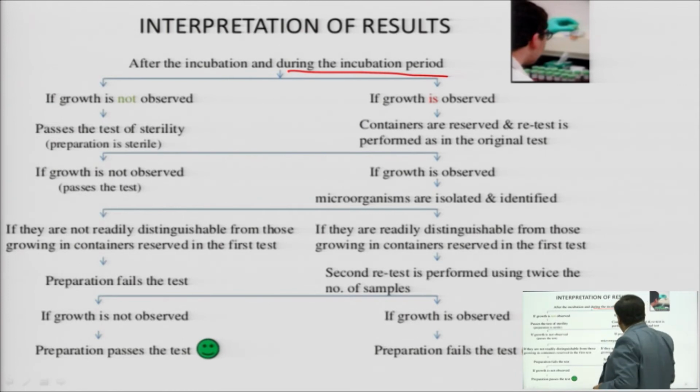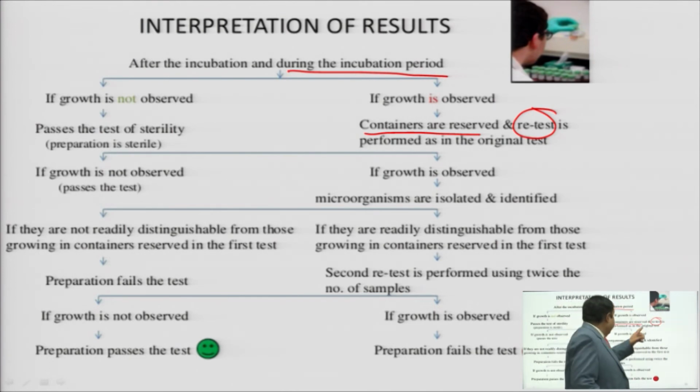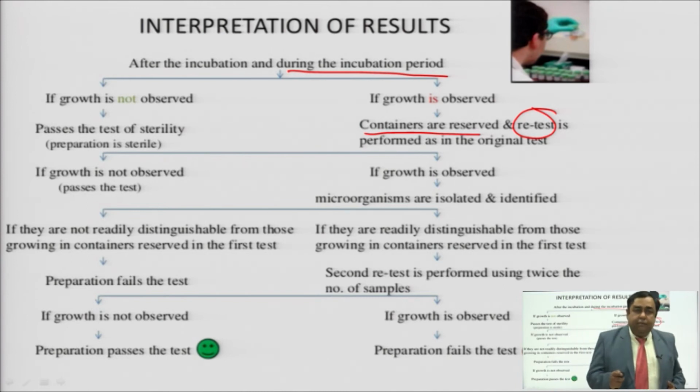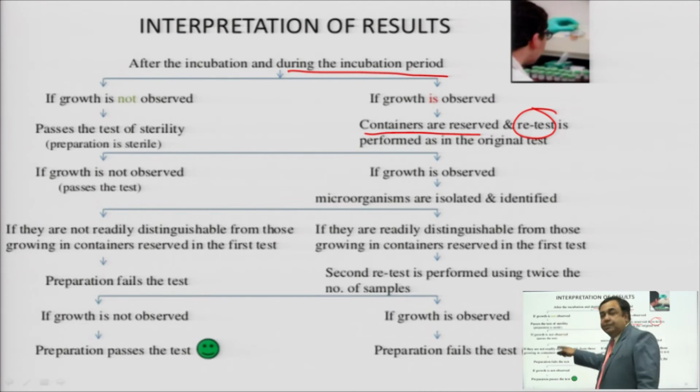Now, if the growth is observed, the containers are to be reserved and a retest has to be done. During the retest you take the same number of samples. You see whether there is growth or no growth. If there is no growth during the retest, allow the batch to pass.